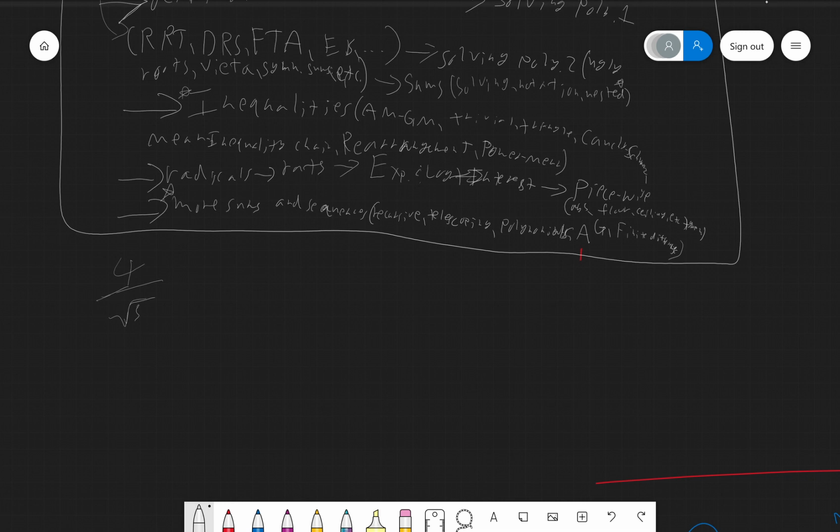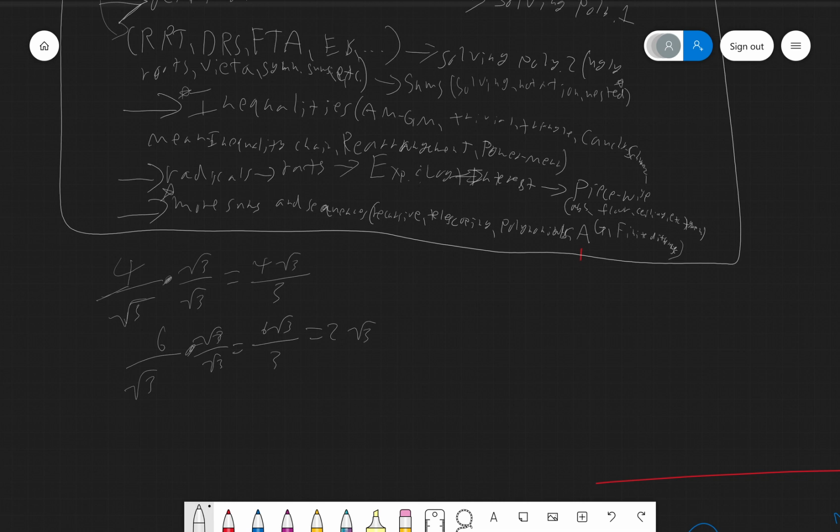To get rid of this, we multiply by the square root of 3 on both top and bottom, and we get 4 times the square root of 3 over 3. Now if we had 6 over the square root of 3, we did that times the square root of 3 over the square root of 3, because that is just 1. So now we get 6 square root of 3 over 3. But because 6 over 3 is 2, we get 2 square root of 3.